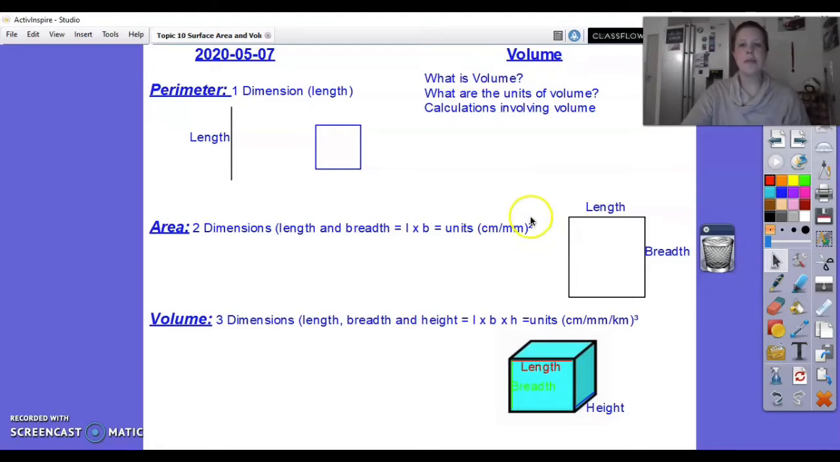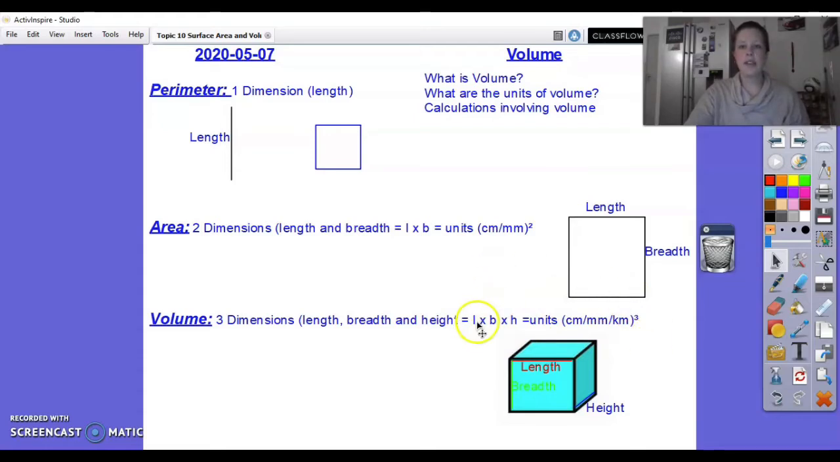Now volume is something similar to area, but we are now using three dimensions. We are using our length, our breadth, as well as our height. So volume deals with three-dimensional objects, like our cube or our prisms. We spoke about this week where we looked at and classified different types of prisms and pyramids. So this is where we build on from now. This is where we calculate our volume.